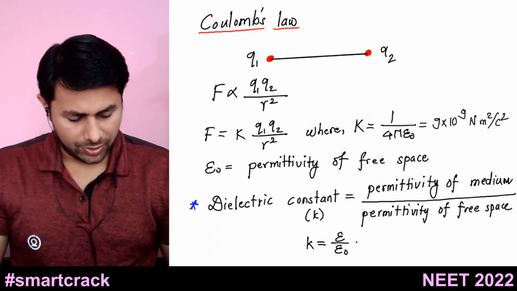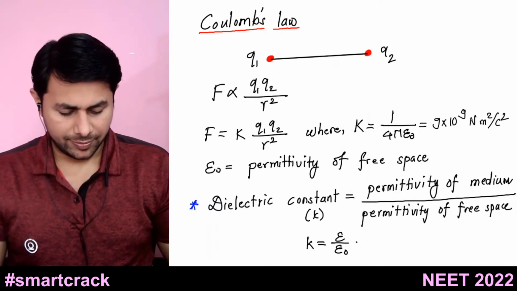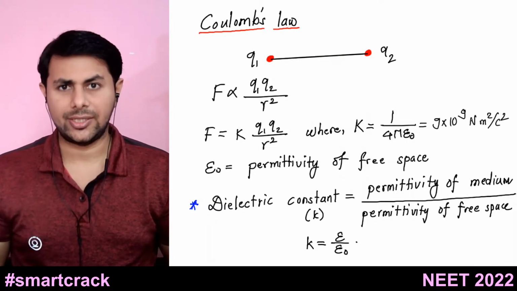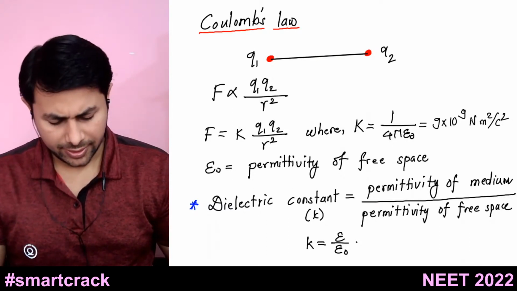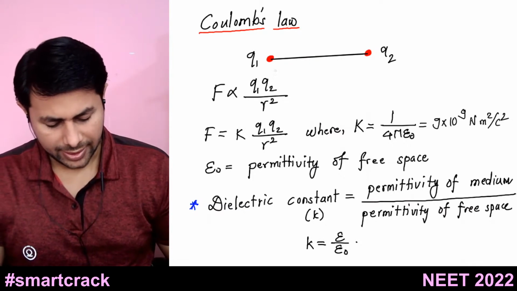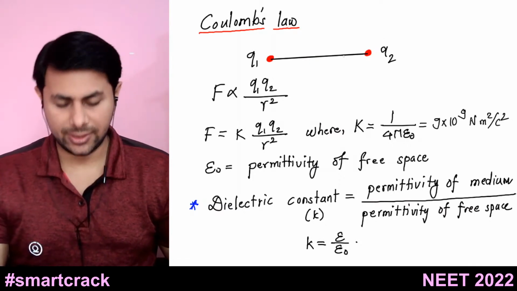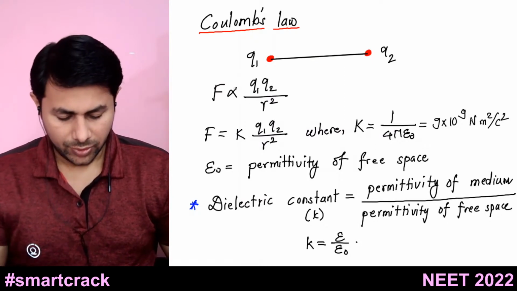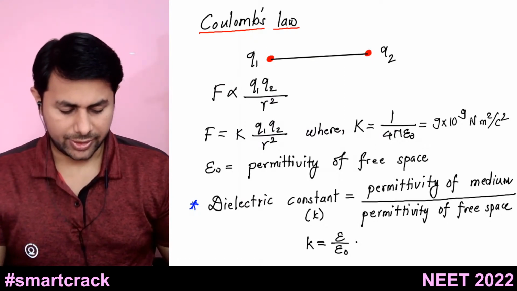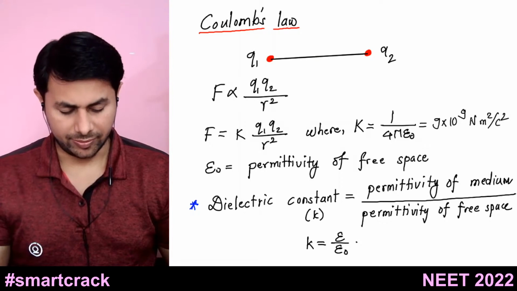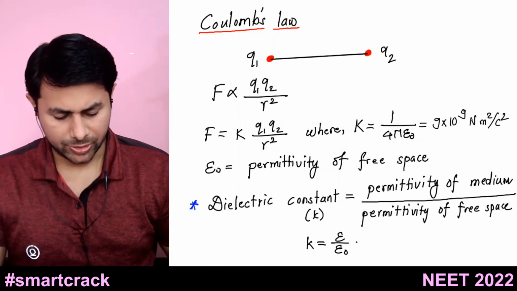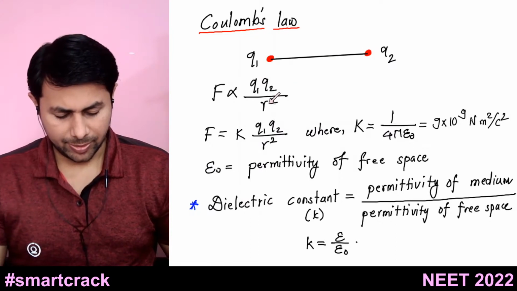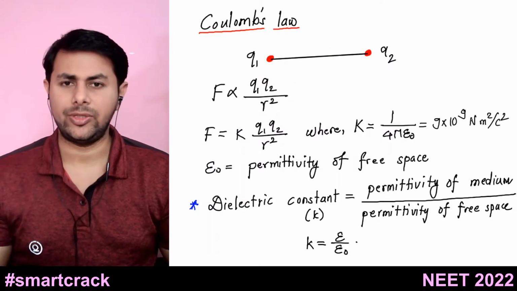After that we have Coulomb's law. We know that like charges repel each other and unlike charges attract each other, and the force of attraction or repulsion between two charges is given by Coulomb's law. So what is Coulomb's law? Coulomb's law says that this force of attraction or repulsion between the two charges is directly proportional to the product of the two charges, and inversely proportional to the square of the distance between them.